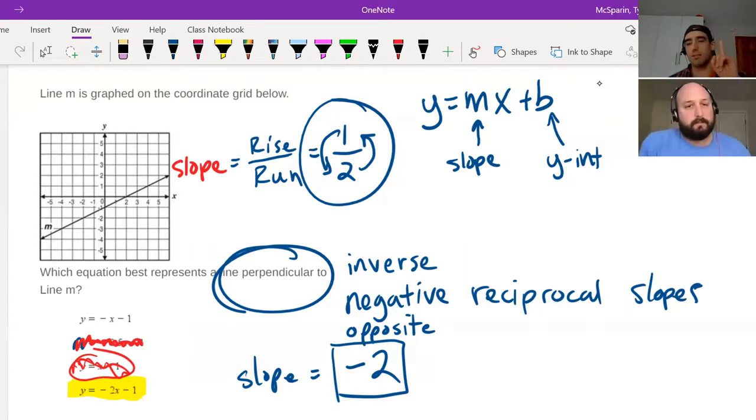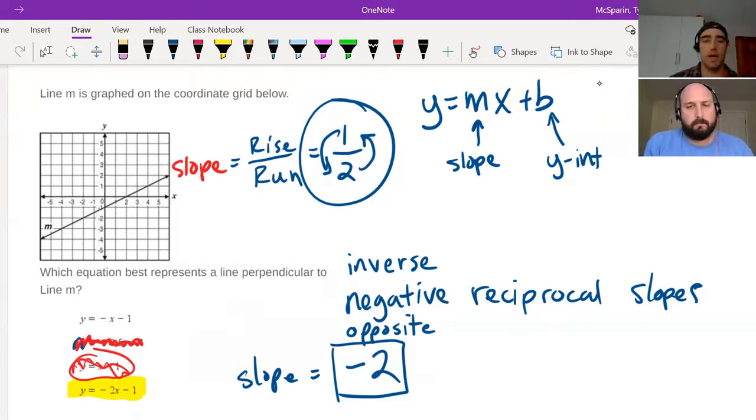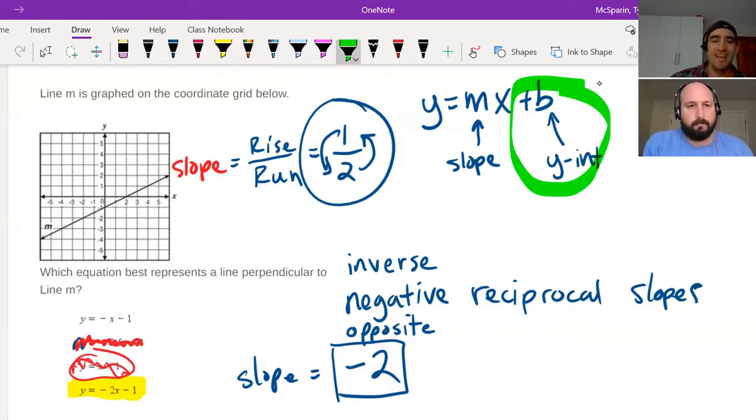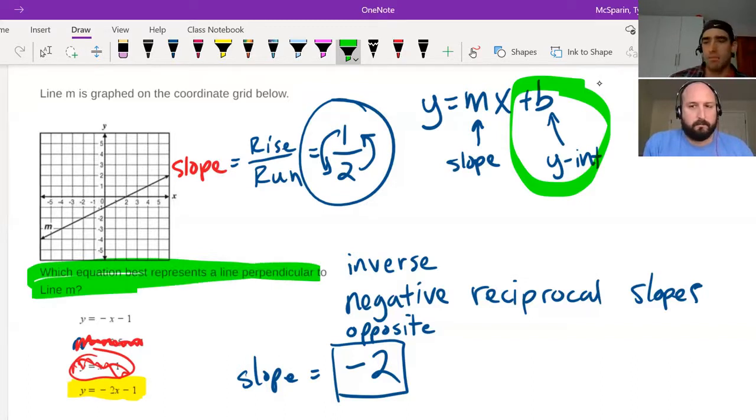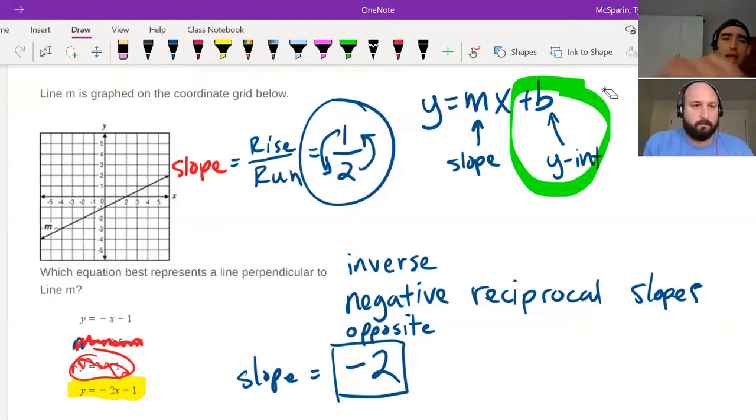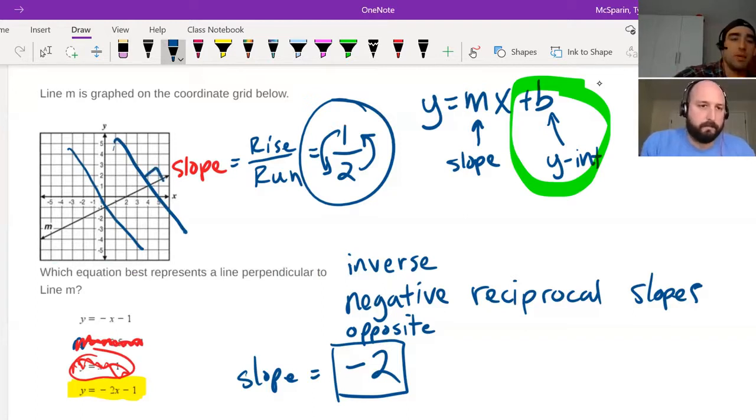Now, before we go, I want to say one thing real quick. I don't want people to get too hung up on the y-intercept at this point, because it never actually says anything in the problem about the y-intercept. It just so happens that this is a perpendicular line that goes through the y-intercept. But if they had given me a line like that, that could still be perpendicular, and it wouldn't have the same y-intercept.